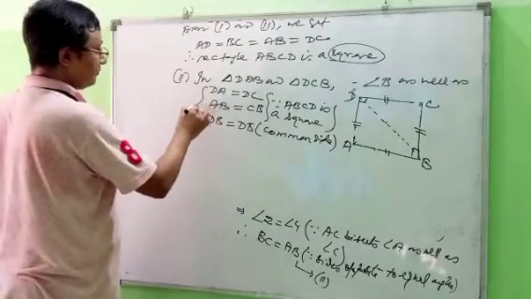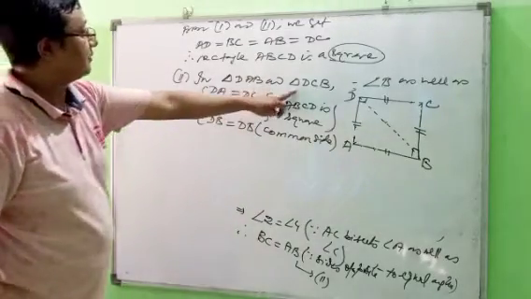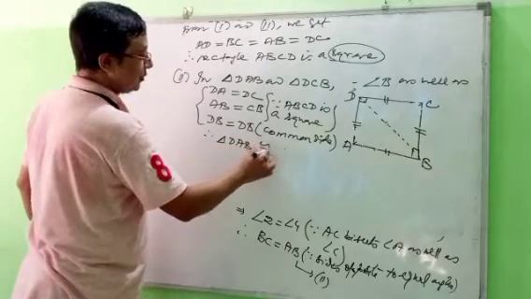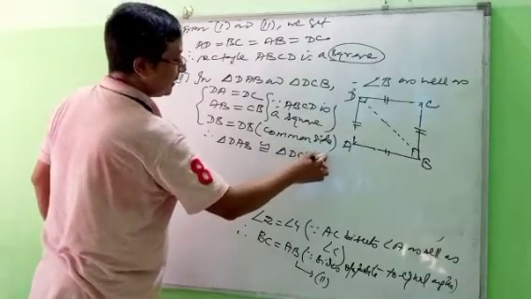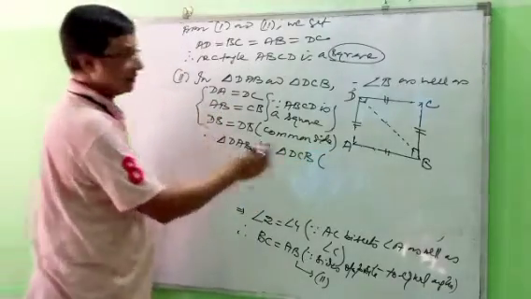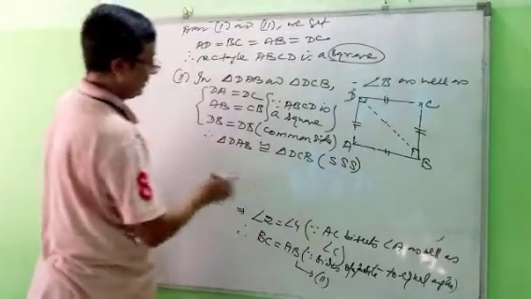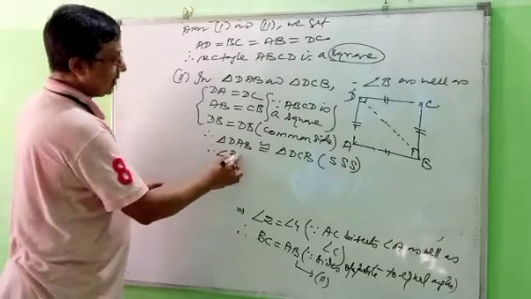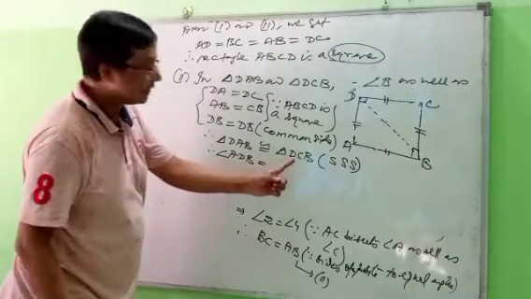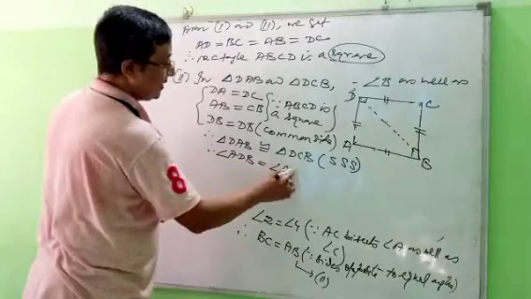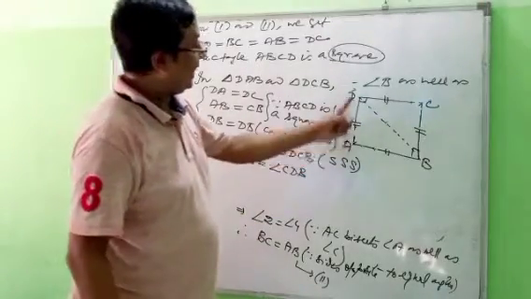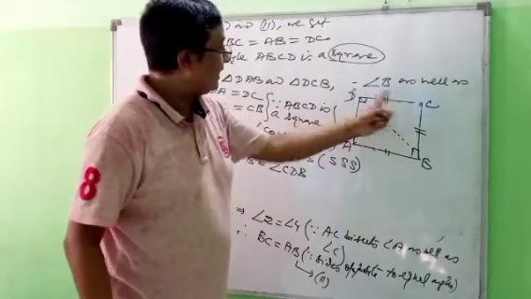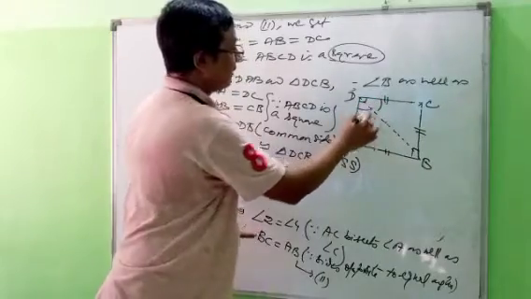So you got the three conditions. The two triangles are congruent. Therefore, triangle DAB is congruent to triangle DCB by SSS. Therefore, angle ADB equals angle CDB. These two angles are equal by CPCT.